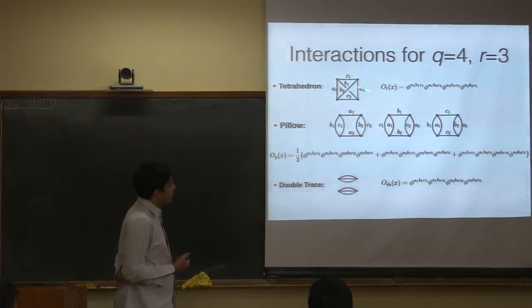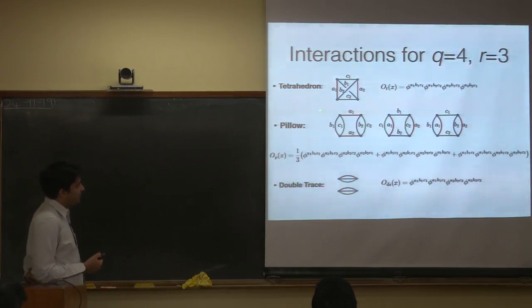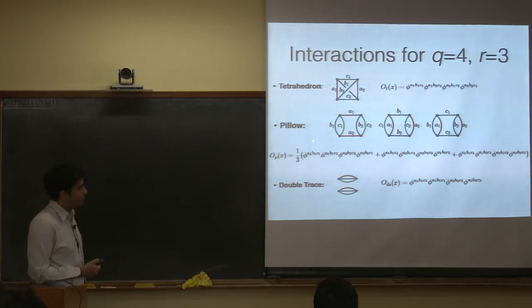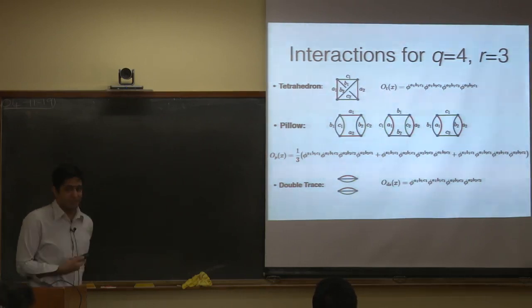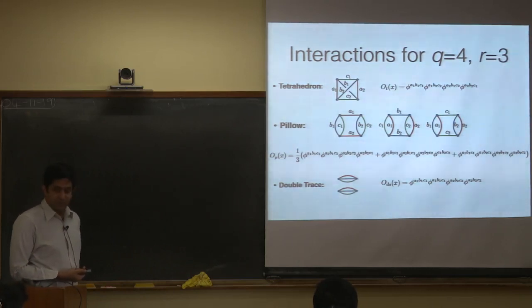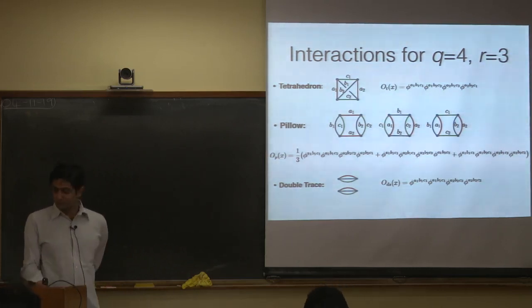For quartic interactions, as you're maybe familiar with, there are basically 3 different interactions. There's the tetrahedron, which is shown here. There's the pillow interaction, which is not symmetric in its color permutations. And there's this interaction, which is essentially the double trace interaction. The last one is what you'd get if we had 2D QCD with this color structure, the effective quartic interaction would be the last one.